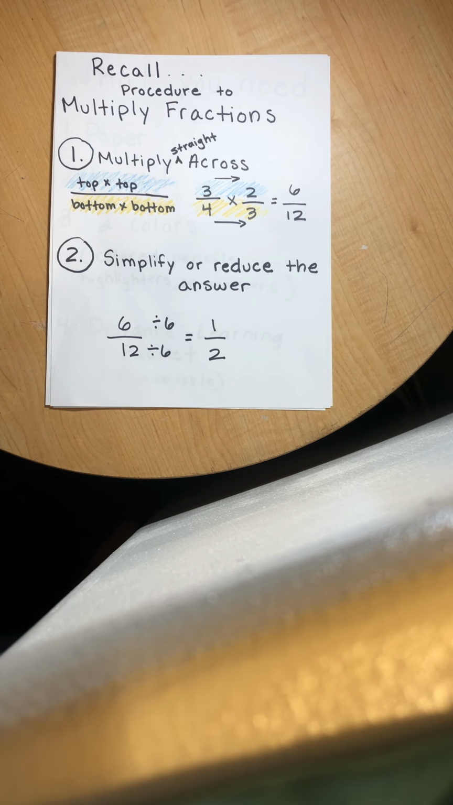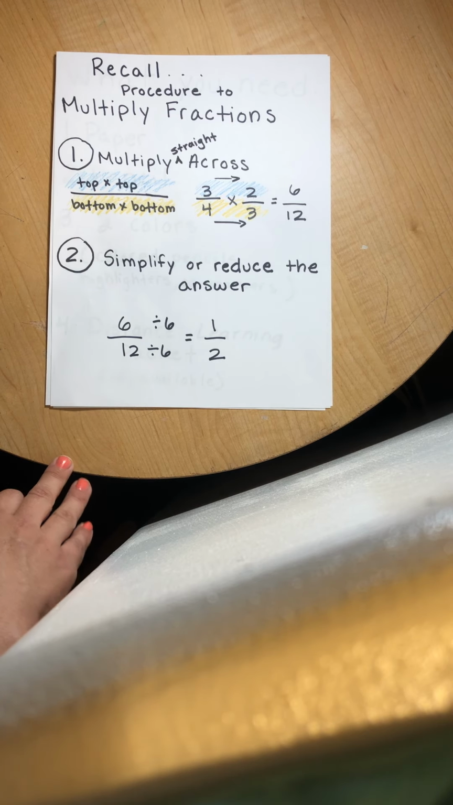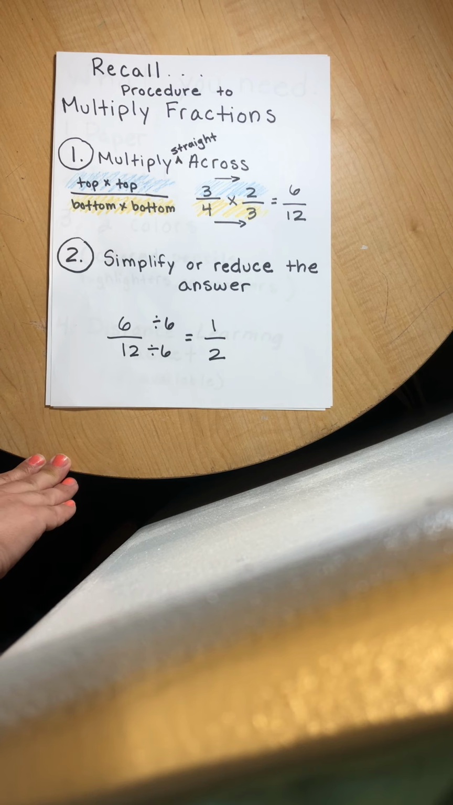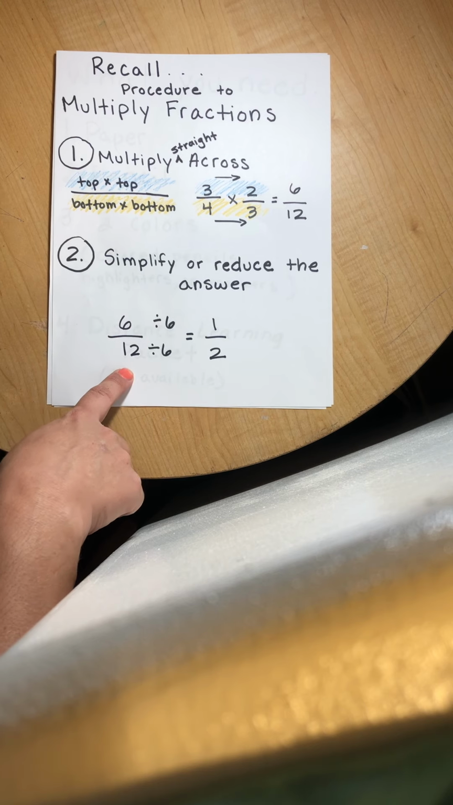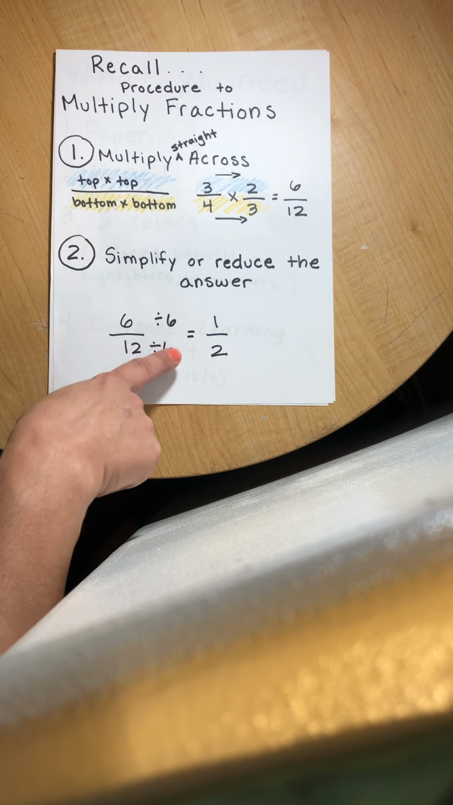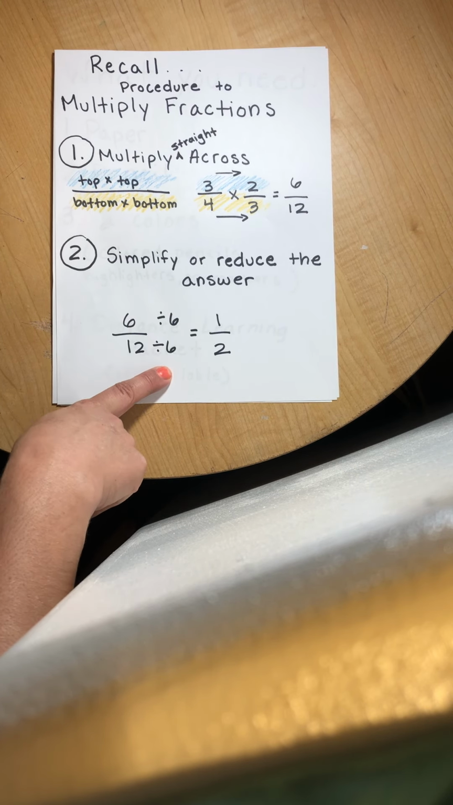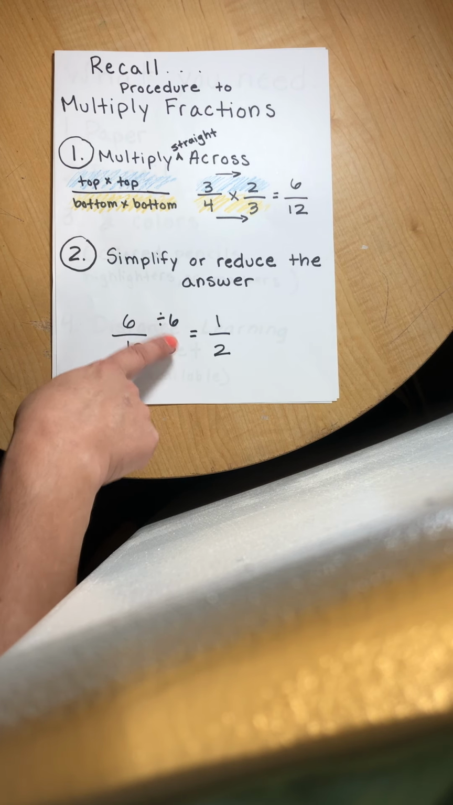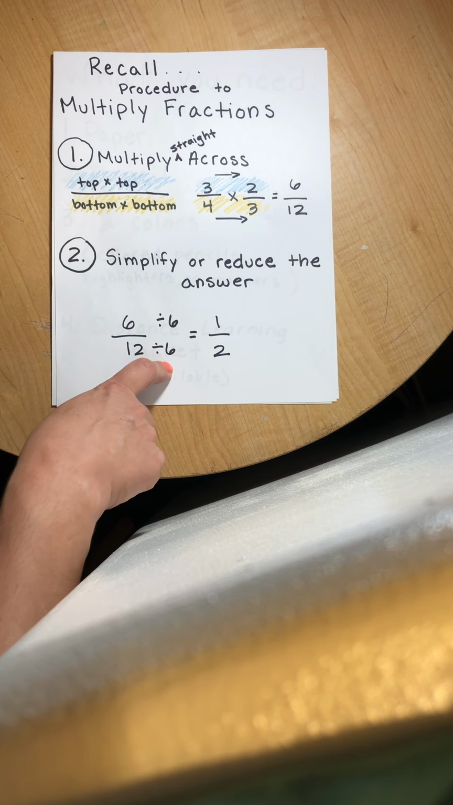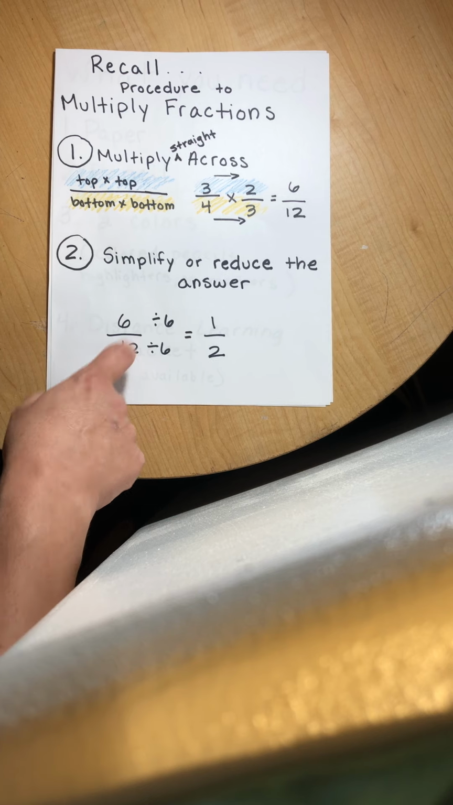And the second step in multiplying fractions is you want to simplify or reduce your answer. And how you do that is you find a number that is divisible by both the numerator and the denominator. You have to divide the top and the bottom by the same number. You cannot divide them by a different number. If you can divide the top and the bottom by the same number, then you can simplify that fraction more.